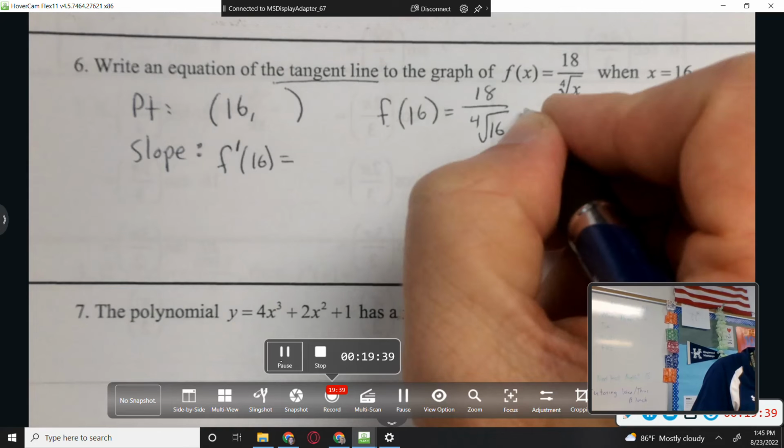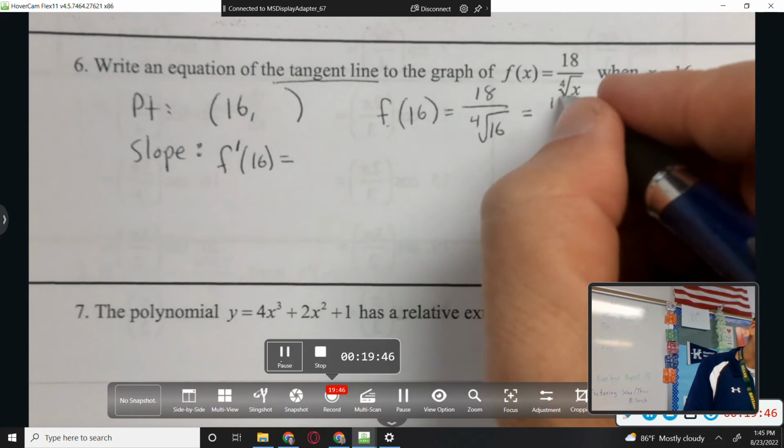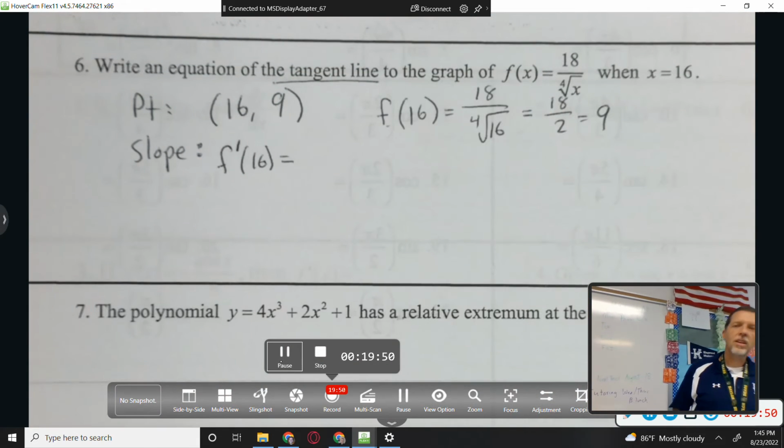So f of 16, 18 over the 4th root of 16. Let's see, the 4th root of 16 is 2. So they made this manageable anyway for us. So the point is (16, 9).